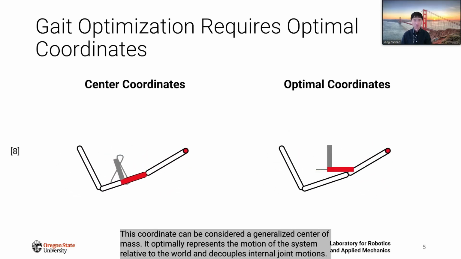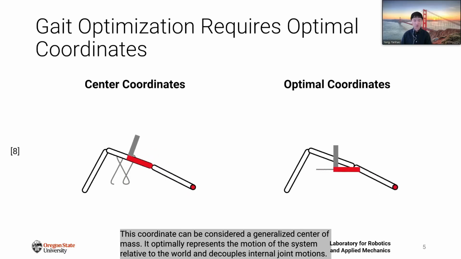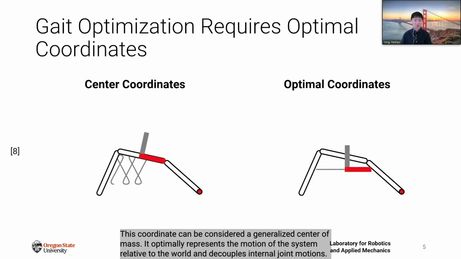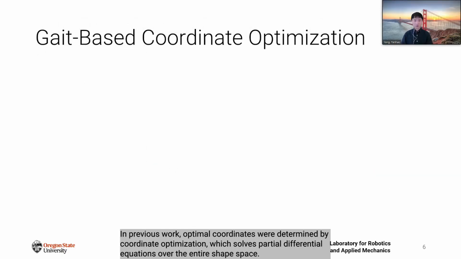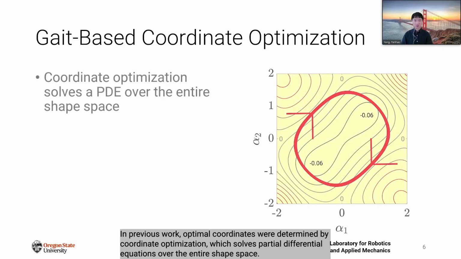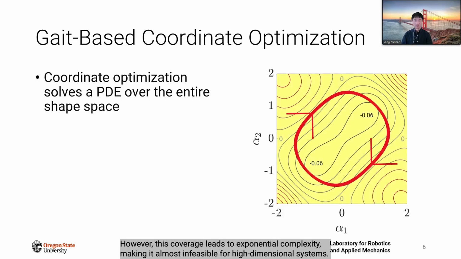Because this algorithm uses averaging theory, it requires a minimum oscillation coordinate called optimal coordinates. This coordinate can be considered a generalized center of mass. It optimally represents the motion of the system relative to the world and decouples internal joint motions. In previous work, optimal coordinates were determined by coordinate optimization, which solves partial differential equations over the entire shape space. However, this coverage leads to exponential complexity, making it almost infeasible for high-dimensional systems.